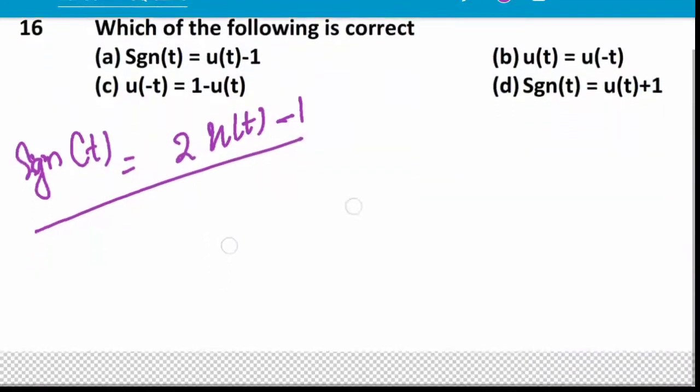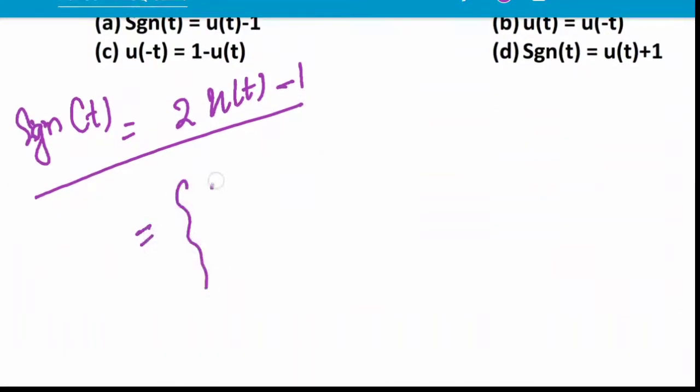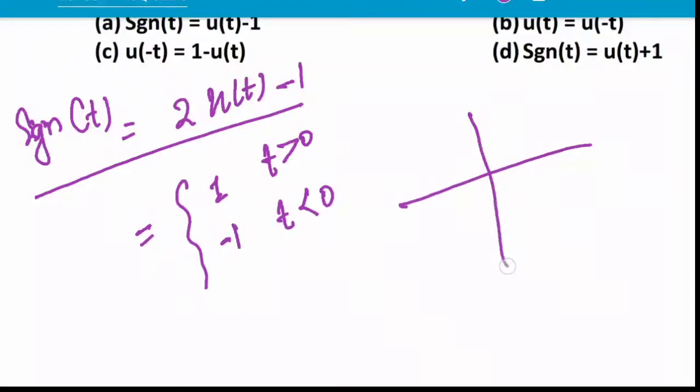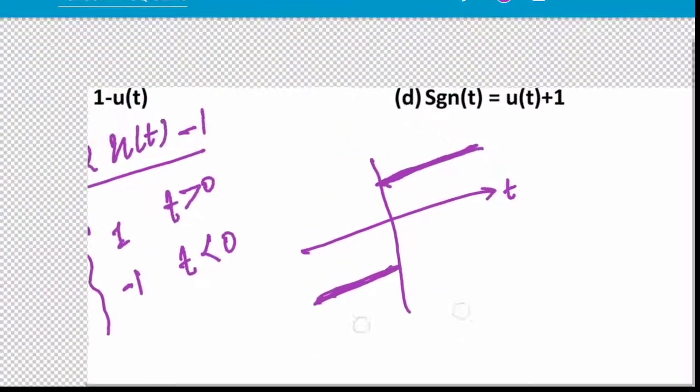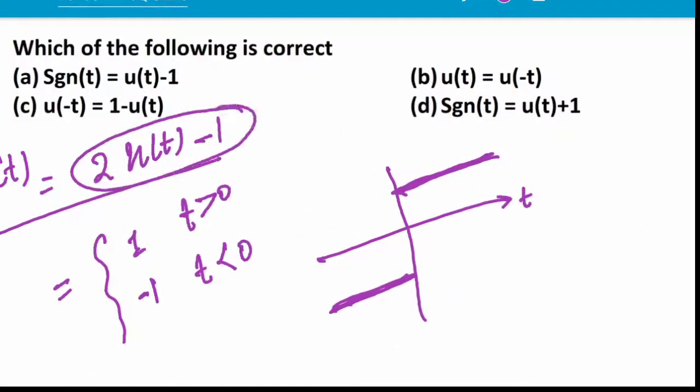How is this coming? The signum function is defined as 1 for t greater than 0 and minus 1 for t smaller than 0. That is like this: this is t, and for t greater than 0 this is 1, and for t smaller than 0 this is minus 1. So here I have given it as 2u(t) minus 1. How is it coming?